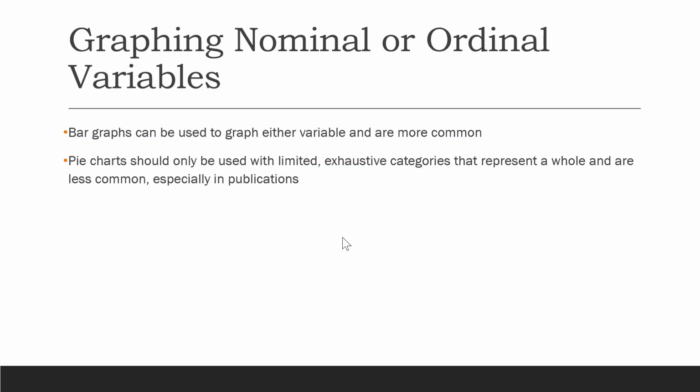Now, with pie charts, you rarely see them in publications, and they're limited because you can only use them when you have the data oriented in such a way that you have all of the parts that make up a whole. Again, they're less common in publications. So what we'll see most often in this course, if we're going to use a graph for nominal or ordinal data, we'll use bar graphs.